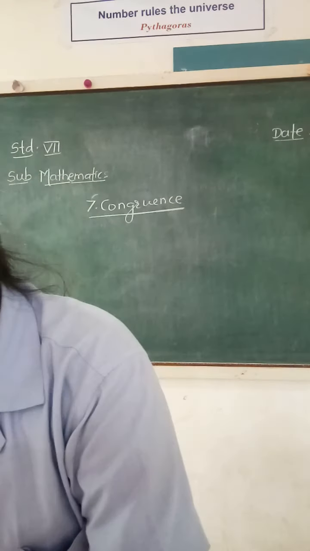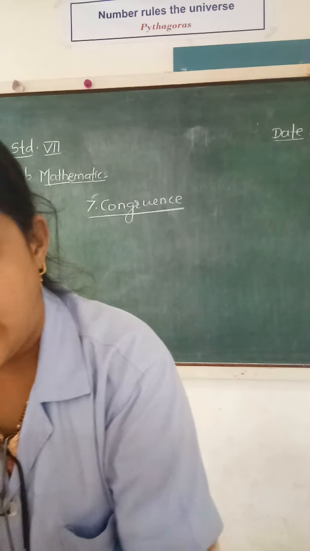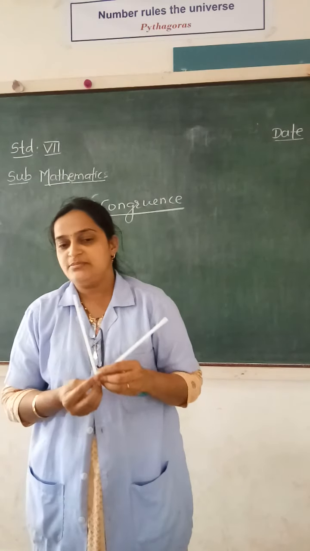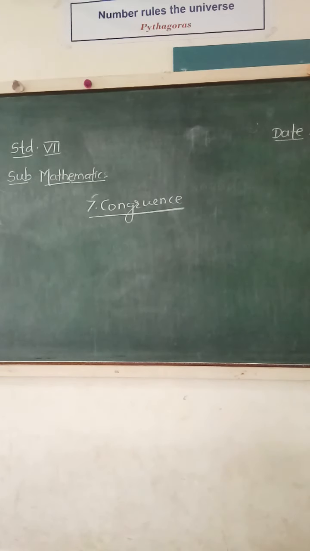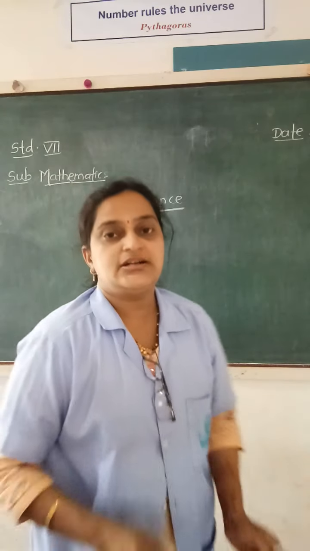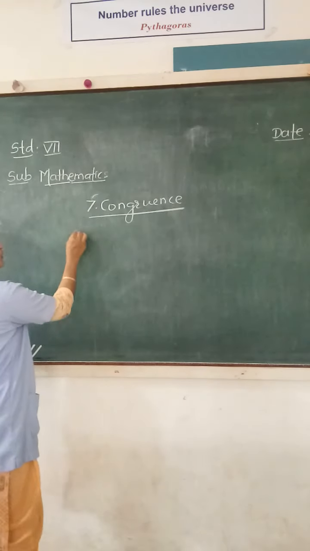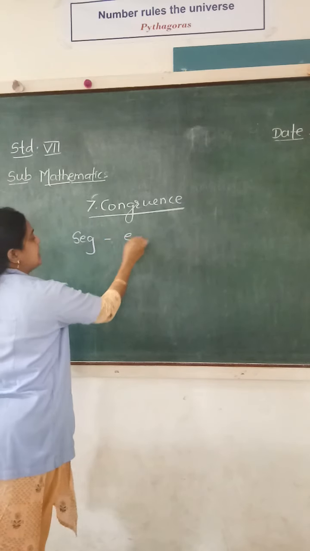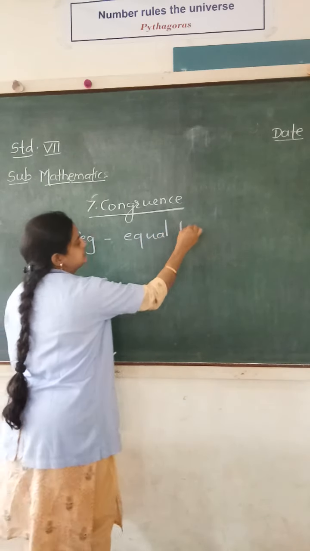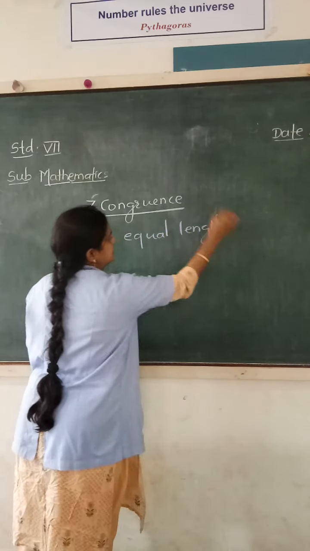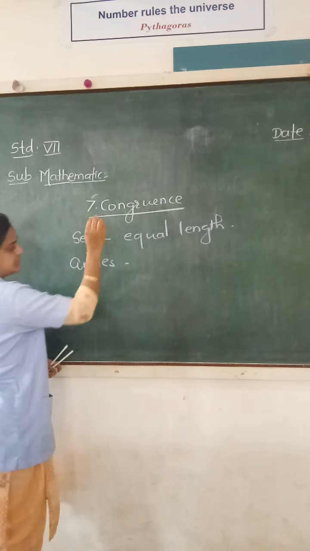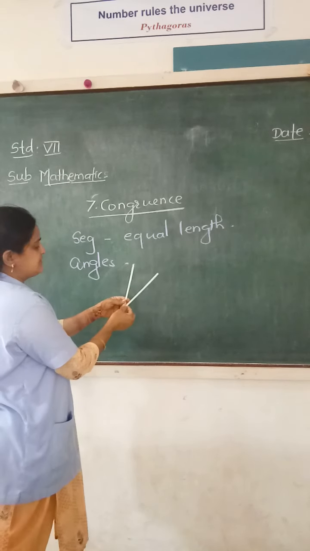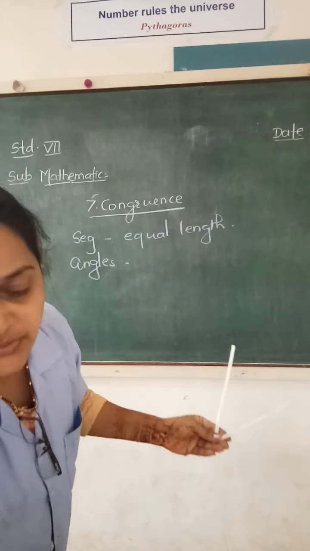Okay. Now, when I consider two angles, can you tell me what I can say about two angles? How can I decide whether two angles are congruent? What I said about segments, if they are equal in length. Now, angles, when I say, see, two angles, when will I say they are congruent to each other?